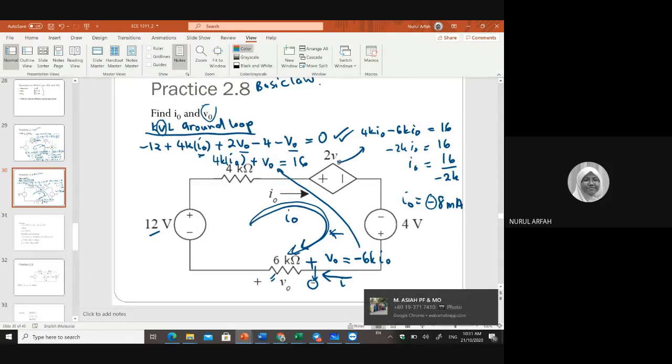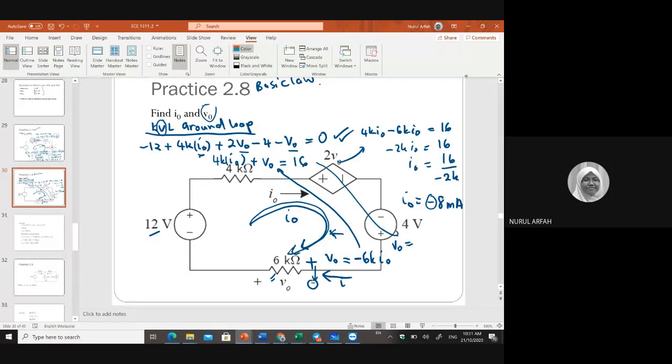What is V naught then? V naught equals, based on this, 16 over 4K. We already have it here. Oh, sorry. So we just use our equation here. Then V naught equals minus 6K into negative 8 milli. And you have kilo and milli, you can cancel out. And 6 into 8, 48. Make sure you write down the unit.